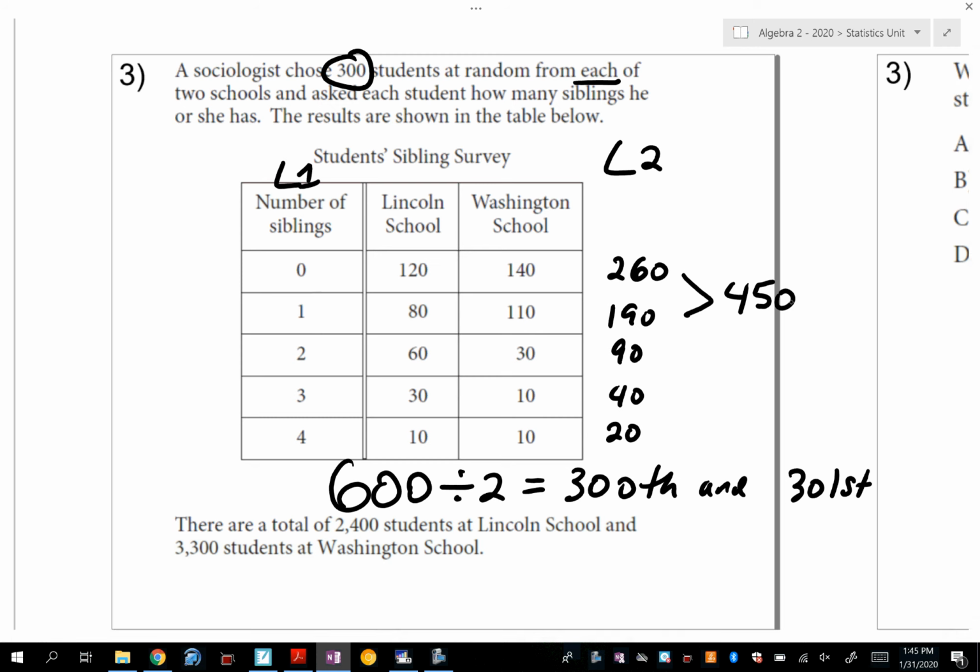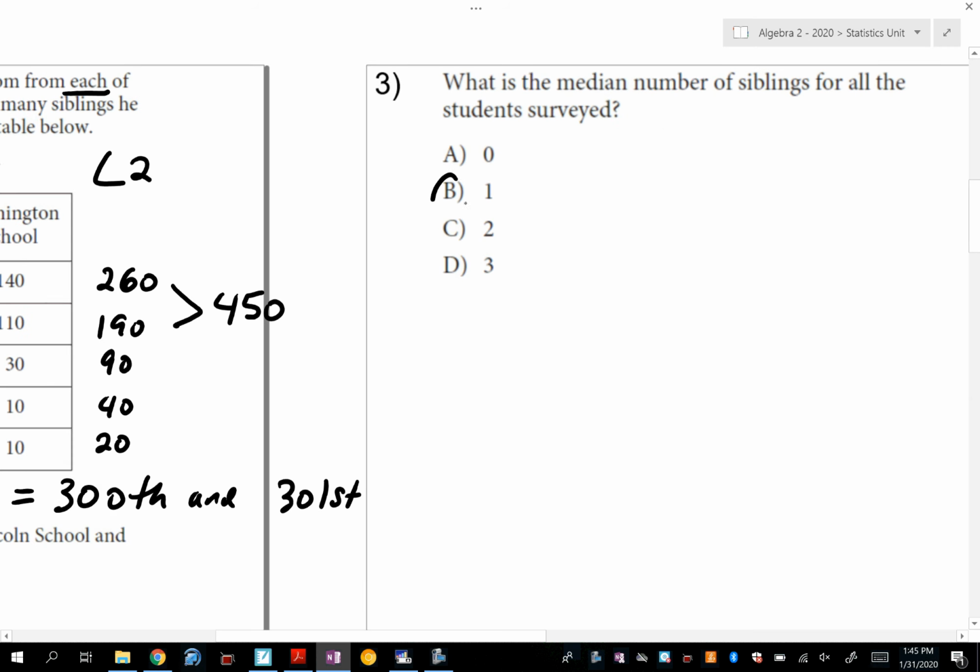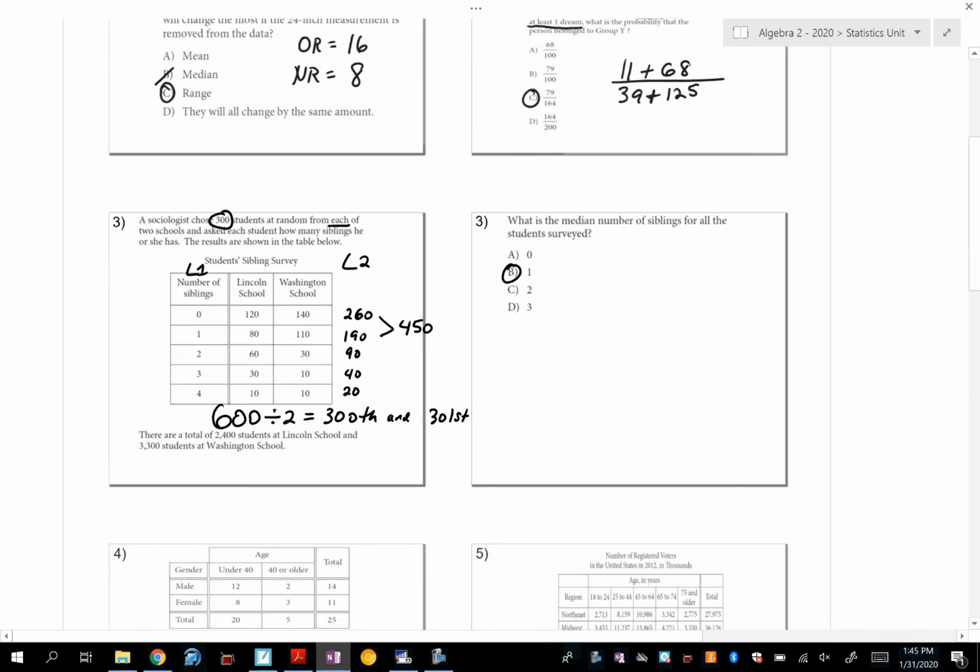300, right? It passes these. So if the 261st number is 0, 261st number is 1, all the way to the 450th number, then I know that these numbers are both 1s. So what's the average of 1 and 1? It is 1. And again, that's a really tricky question.